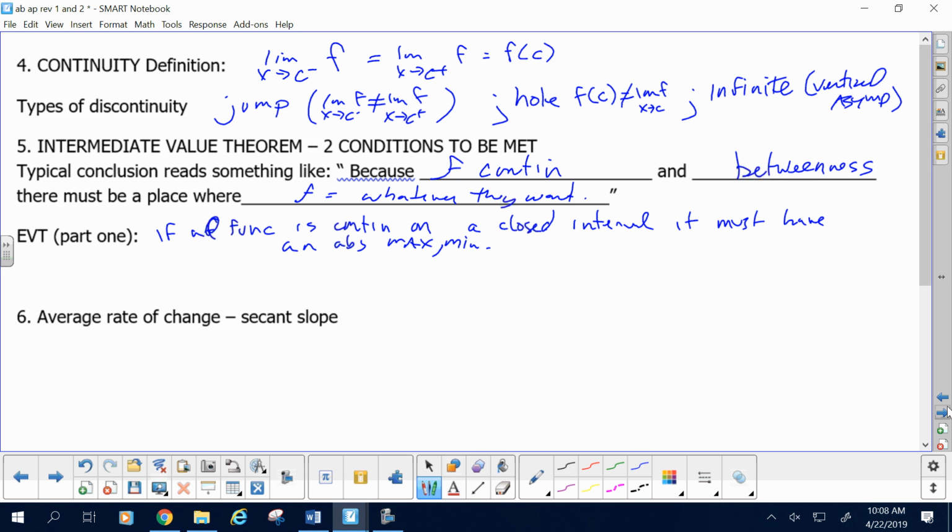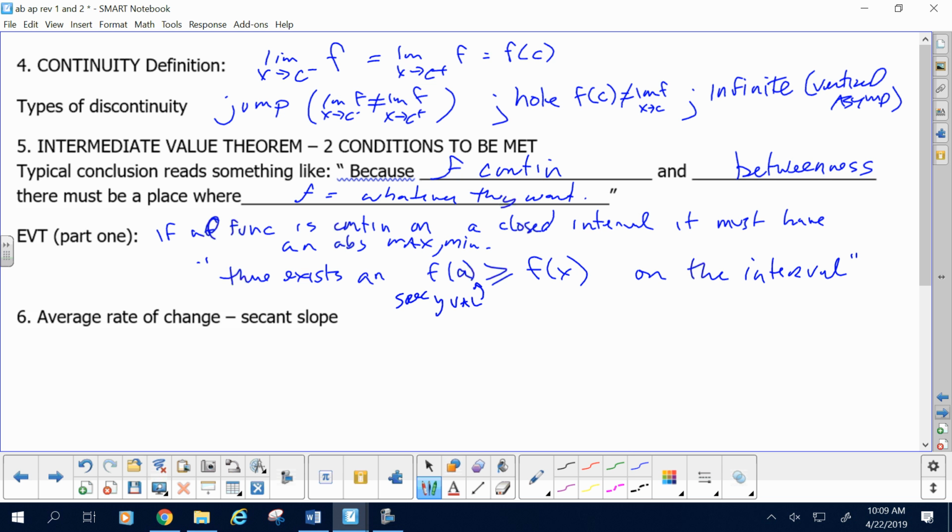The English part of it makes fine sense to students. The symbol part is what keeps you from succeeding. It would read something like this. There exists an f at some point greater than or equal to all y values on the interval. That doesn't say what the absolute extrema is. It's kind of hidden within. There's some y value greater than or equal to all other y values on the interval. Some specific y value greater than all y values.